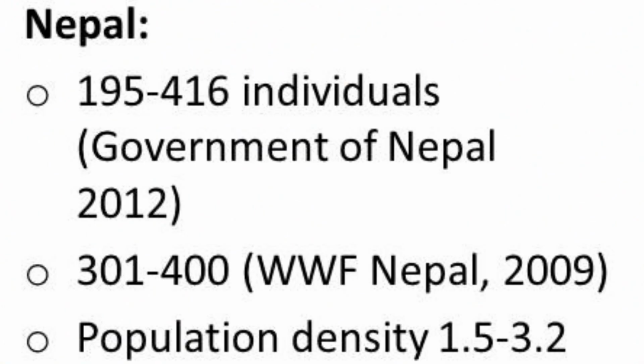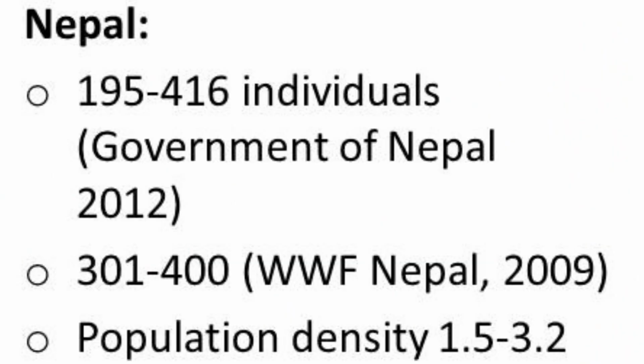While according to Government of Nepal 2012, the population is estimated at 195 to 416 individuals based on the relationship between scat encounter rates and individuals, extrapolated over suitable habitat and cross-verified with predator-prey relationship. Population density is estimated at 1.5 to 3.2 animals per 100 square kilometers.